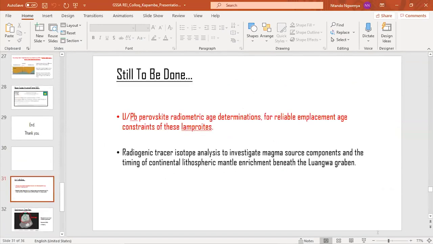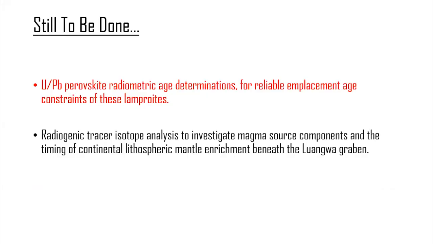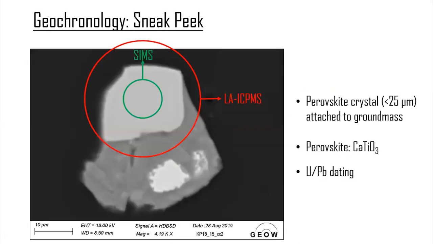So something else that could be of interest to everyone is the ongoing perovskite radiometric age determinations, which would actually change the suggested age that we know for these lamproites. So what we have been dealing with is perovskite crystals of less than 25 microns in size, as you can see here with the perovskite crystal attached to granules here.